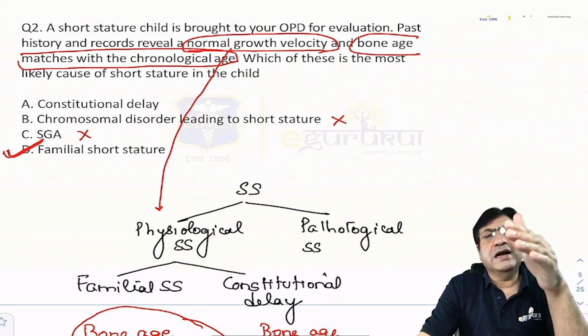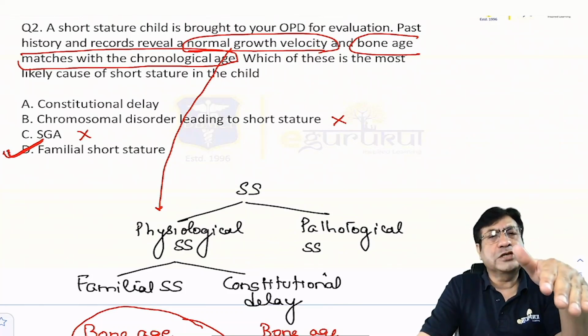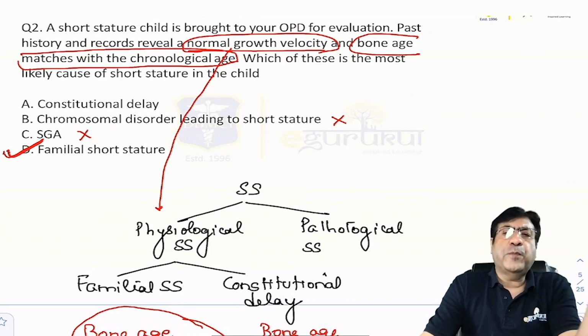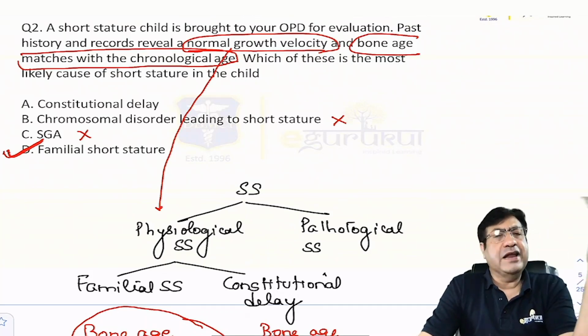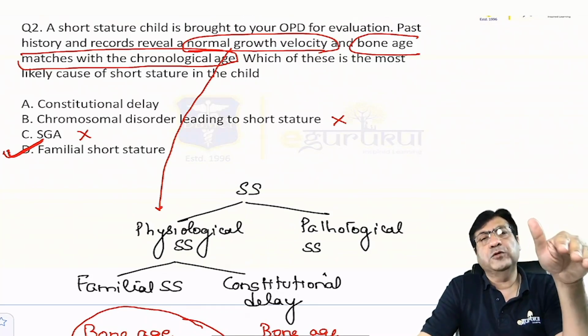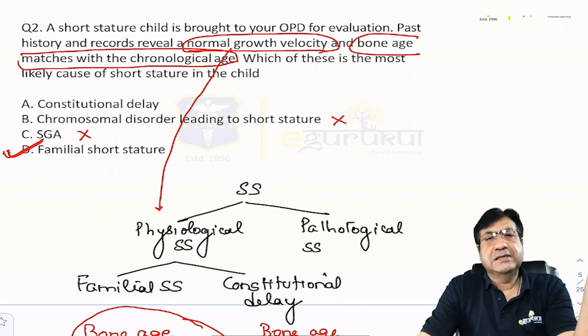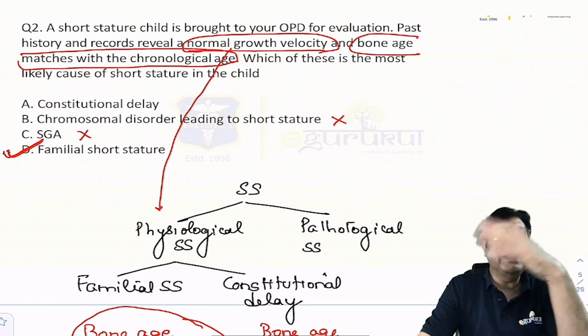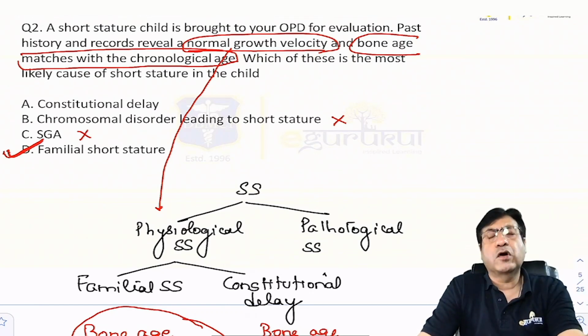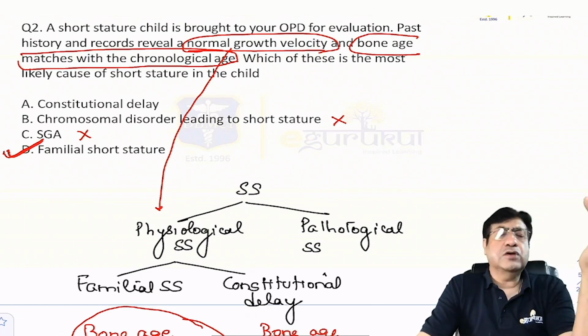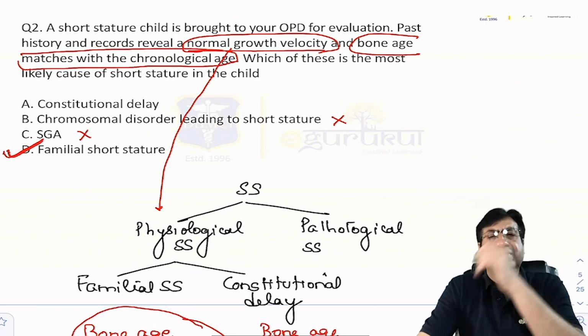Pathological short statures are further divided into disproportionate and proportionate short statures. Disproportionate short statures can be associated with infantile disproportions and advanced disproportions, such as rickets, achondroplasia, and congenital hypothyroidism. And proportionate short statures can have many underlying causes, including endocrinal disorders, small for gestational age, malnutrition, and systemic diseases. So these are causes of pathological short stature in children.